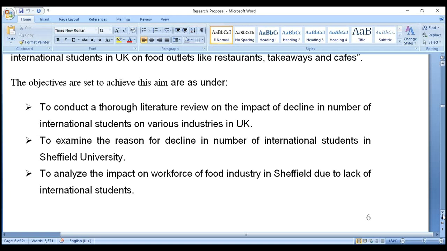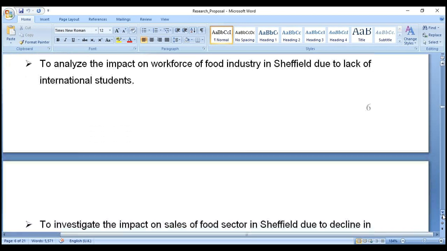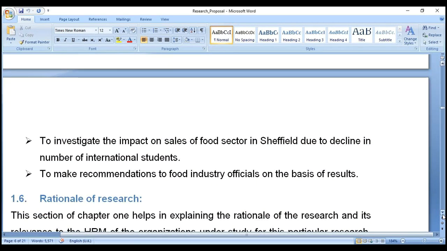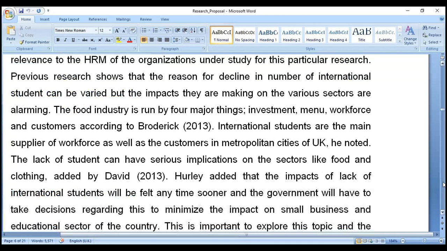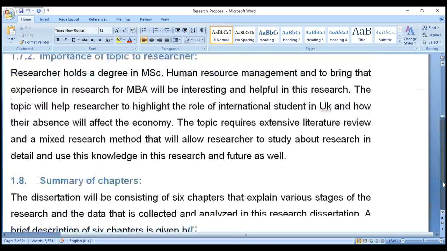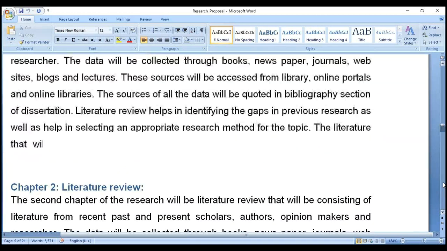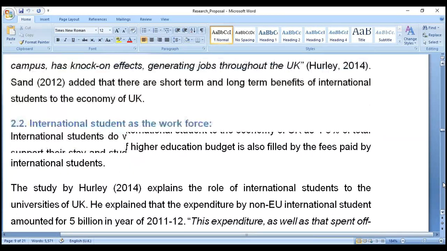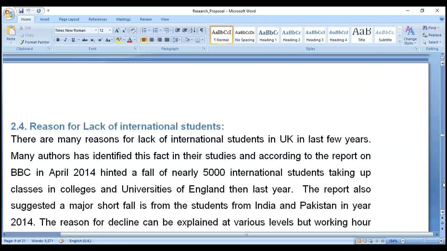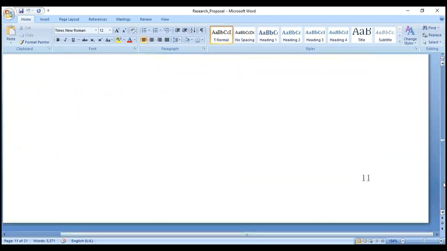The objectives to achieve the aims can be conducted through a literature review on international students, examining the reasons for the decline, and analyzing the impact on the workforce in the food industry due to the lack of international students. Investigate the impact on the sales of the food sector to make the recommendation. So that can be the rationale behind why we want to do this research. You can discuss the relevance of this research, a summary, and then of course you can go through the chapter where you can find the literature review on these things. You will see there's a lot of literature we have.